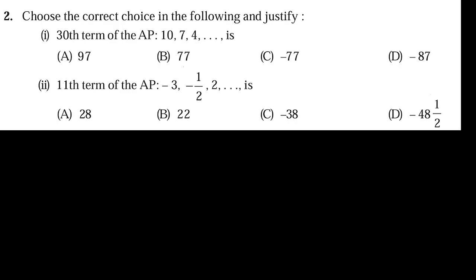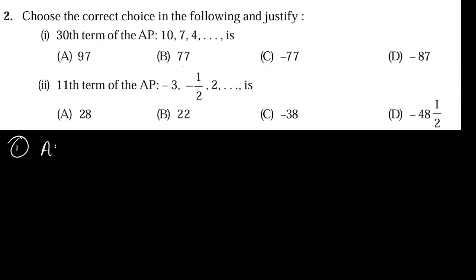We have studied one formula. What is that? Nth term, right? It is based on that formula. Choose the correct choice in the following and justify. The 30th term of an arithmetic progression 10, 7, 4, etc. Let me discuss this. All of you please listen. The first one I am going to discuss.